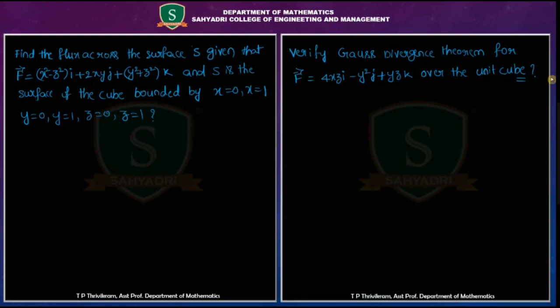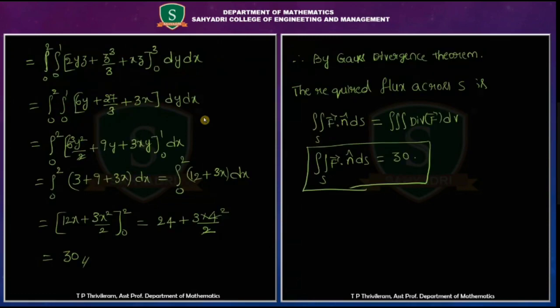What do you mean by unit cube? All sides are equal to 1. That means x ranges from 0 to 1, y ranges from 0 to 1, and z also ranges from 0 to 1. Limits are this much only, but you have to prove this by the Gauss divergence theorem. We have to verify whether it is satisfied by the surface integral as well as the volume integral.